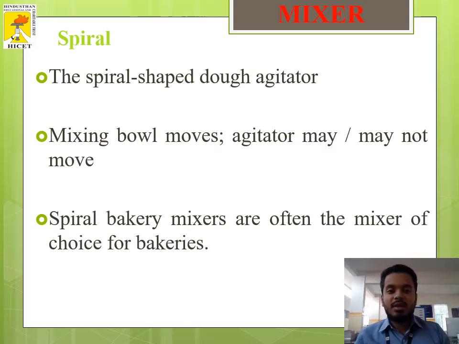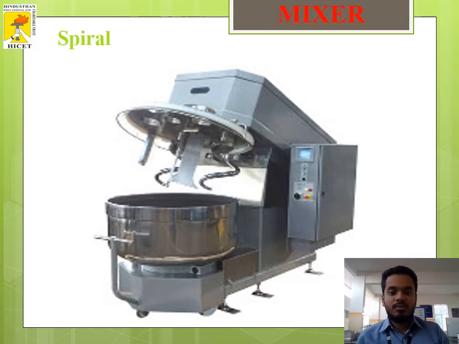Next one is spiral mixer. The spiral shaped dough agitator is installed. Mixing bowl moves, agitator may or may not move. So spiral bakery mixers are often the mixer of choice for bakeries. So in bakeries, the spiral mixers are present the most. So this is a pictorial representation of the spiral mixer. You can see the beaters shaped in a spiral type cones.